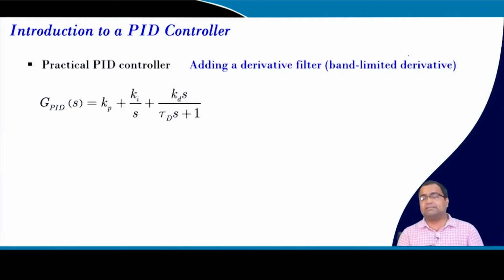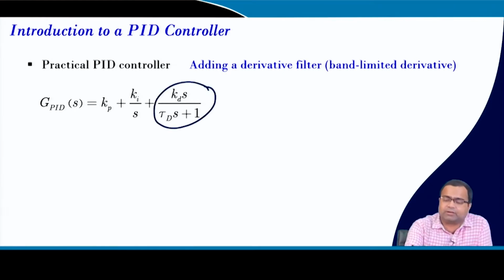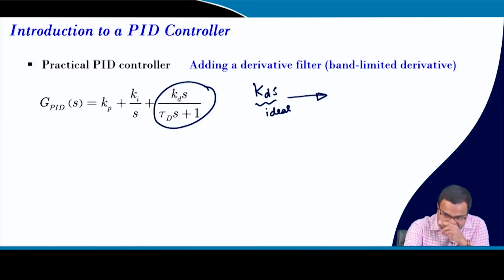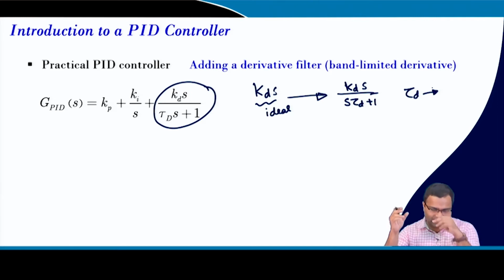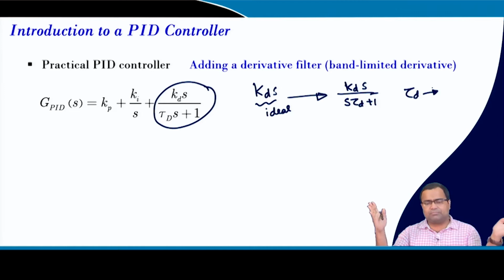What we do is add a derivative filter, which is nothing but this. Our ideal component was Kd into s. We keep the same thing and change it to Kd into s by (s tau d plus 1). This tau d time constant choice is very critical, because if we take the time constant to be very large, then it will not behave like a derivative action. That means we need to choose tau d small, so that we closely resemble an actual derivative, but of course, it will put a limit on the bandwidth, because generally this comes from the op-amp bandwidth.